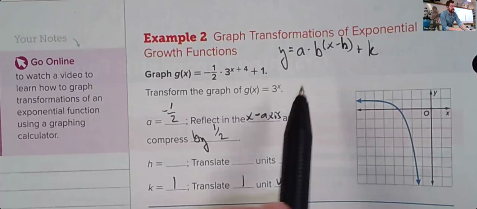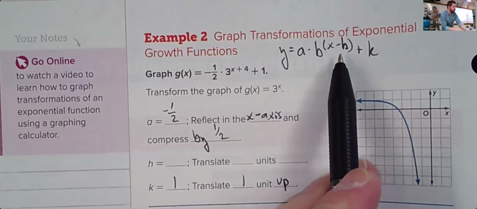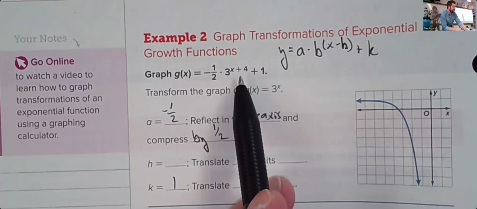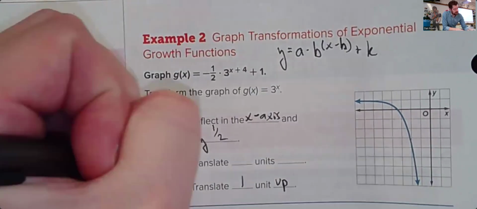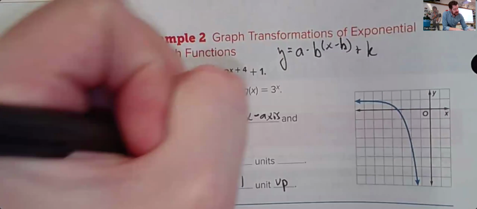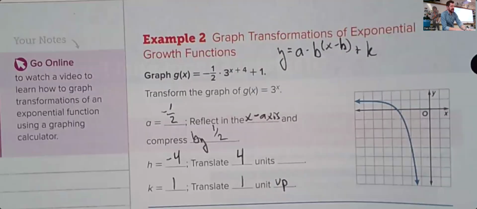So because subtraction is with the standard form, and we have a +4 here, what does that mean h is equal to? -4, yeah. So we are translating 4 units. If it's negative, what direction is negative on the x-axis? Left. Good.